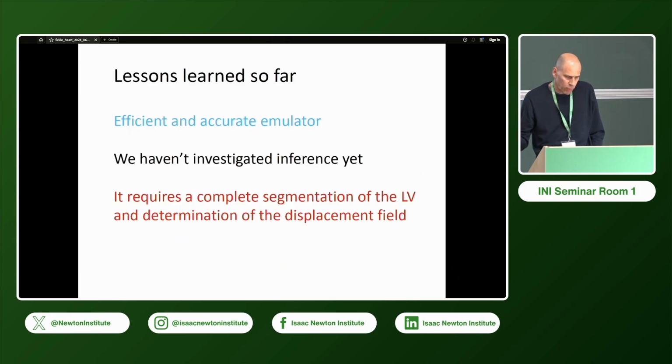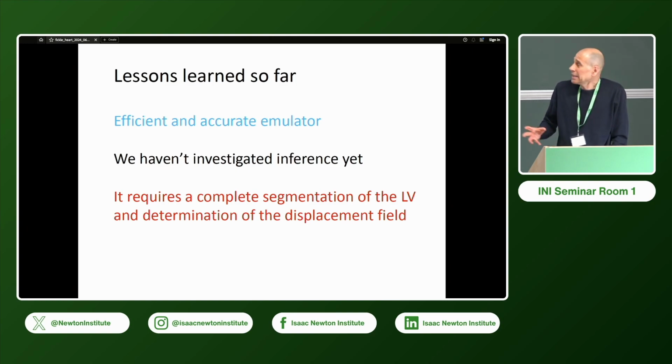Okay, the lesson we've learned here is that you can build an efficient, accurate emulator. We haven't investigated inference yet, and the disadvantage in terms of clinical impact, obviously, is that getting the full displacement field is less straightforward. For that reason, we were hoping to get more out of the time series of volumes, and that is still something that we are pursuing by bringing in prior information. Okay, I'm a minute over my time slot, so let me finish here.